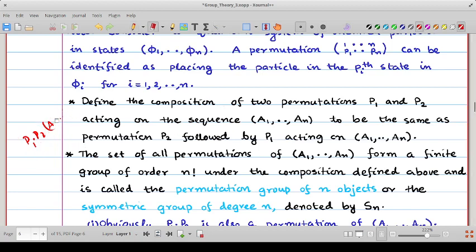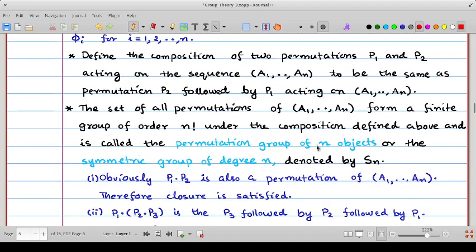And there are in fact n factorial different permutations, and under the composition defined this way, these n factorial permutations of n objects form a group, and this group is called the permutation group of n objects, or the symmetric group of degree n, and it is denoted by the symbol S subscript n.